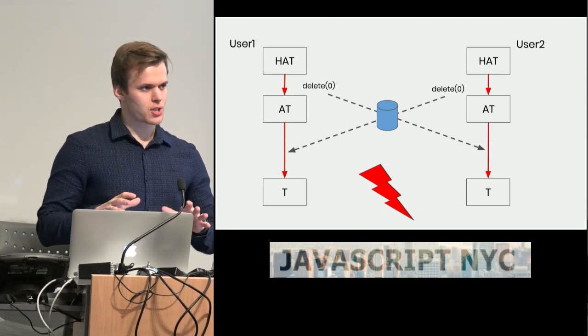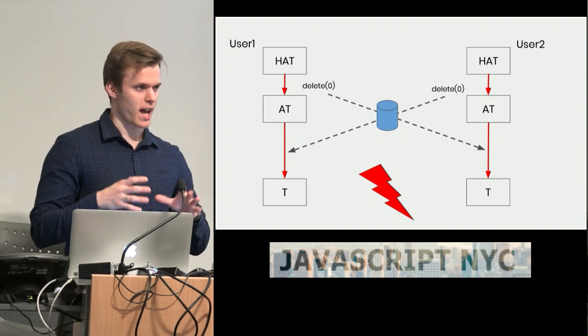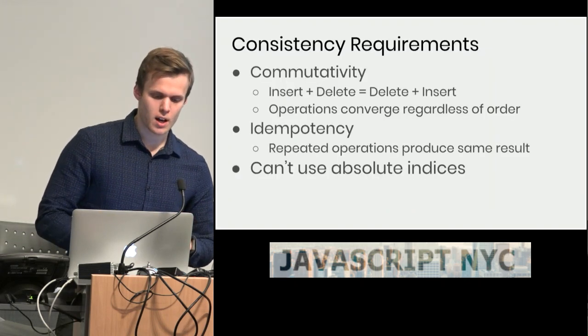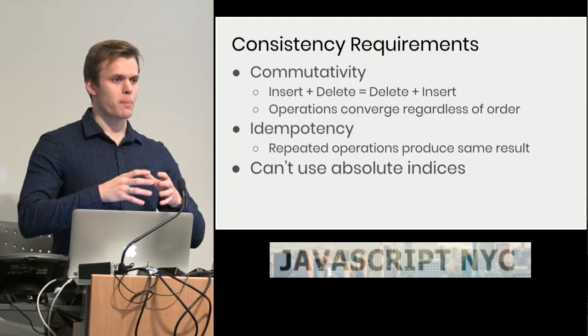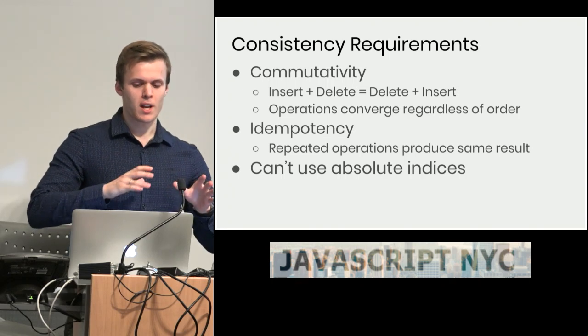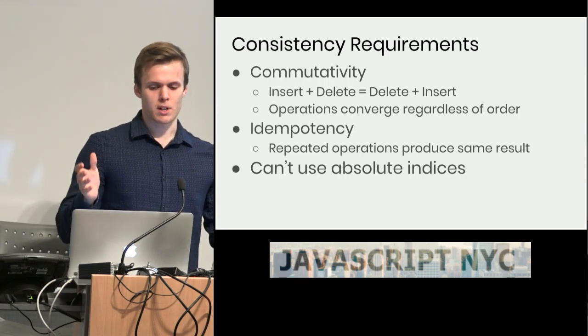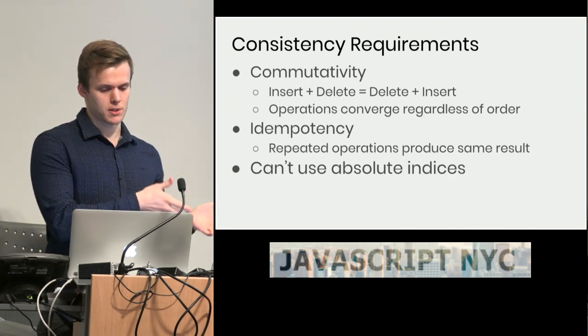Based on these edge cases, we came up with two properties that we wanted to maintain in order to have consistency in our system. The first property is called commutativity. What that means is that no matter the order of operations, if they're the same operations, we want them to converge in the same state. So insert plus delete should equal delete plus insert.